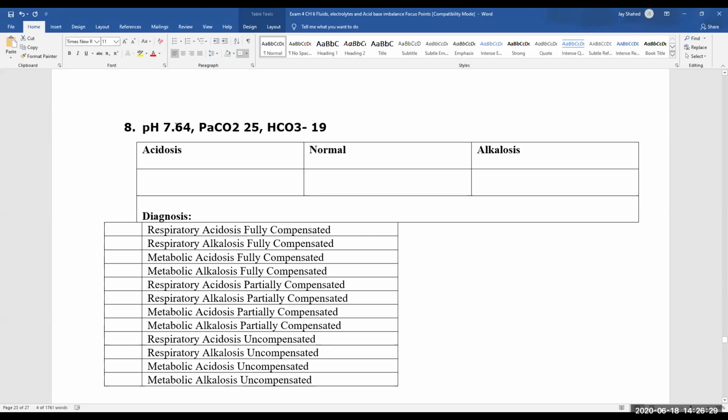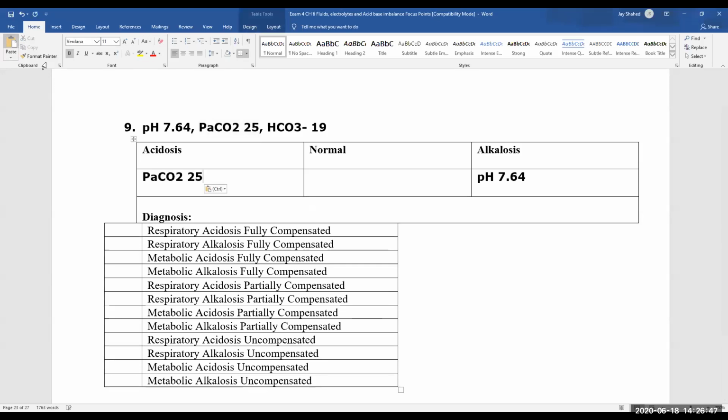What about this? Basic. Acid or base? Basic. That's normal. No, sorry, it's basic. What about this one? Acidic. Oh, the PCO2. Isn't this PCO2 still basic? It's basic.